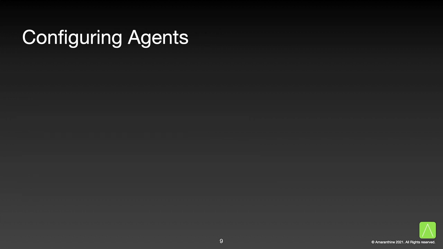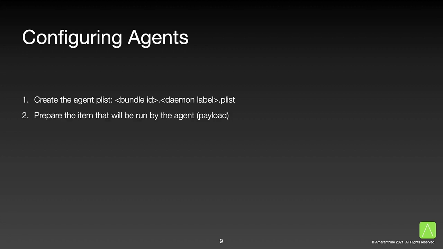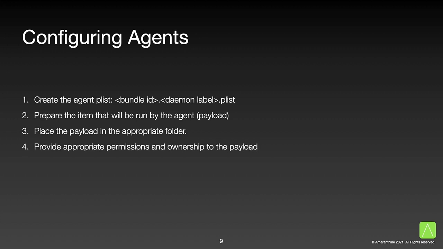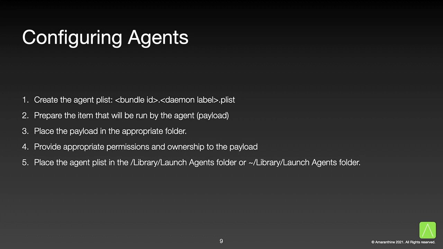Creating agents is very similar to creating daemons. Here too, we create a plist that contains the information about the agent. We prepare the payload, place the payload in the correct folder, provide it appropriate permissions and ownership, place the agent in either the root library launch agents folder or the user's home folder library launch agents folder.